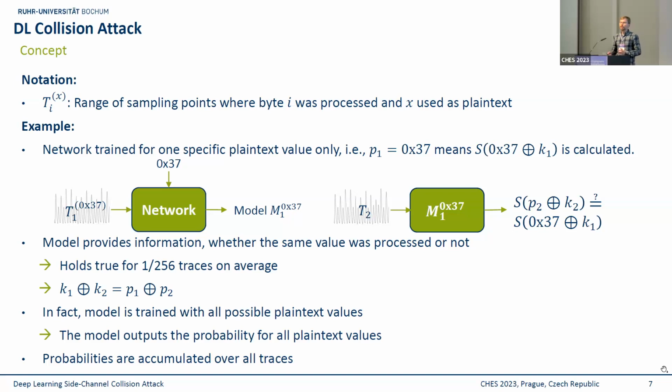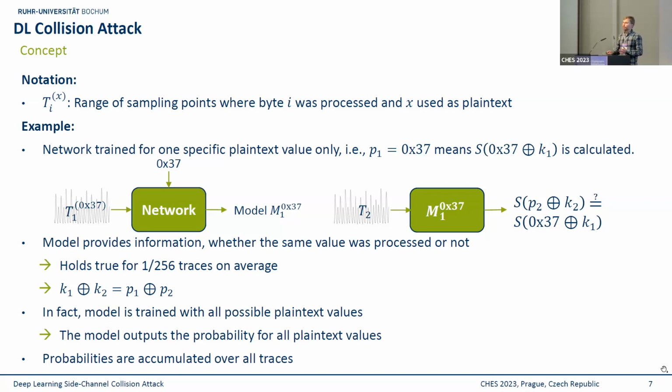This results in a model M1, which provides information whether the value S-box of hex 37 XOR K1 was processed or not. So when we feed the trained model with a different range of sample points, for example, with the sample points that are related to the second S-box, then we will get the likelihood of a collision between the value that was processed in this trace and the values that were processed in the trained traces. On average, we would find a collision in 1 out of 256 cases when we consider 8-bit values, such that we can then apply our previously mentioned formulas.